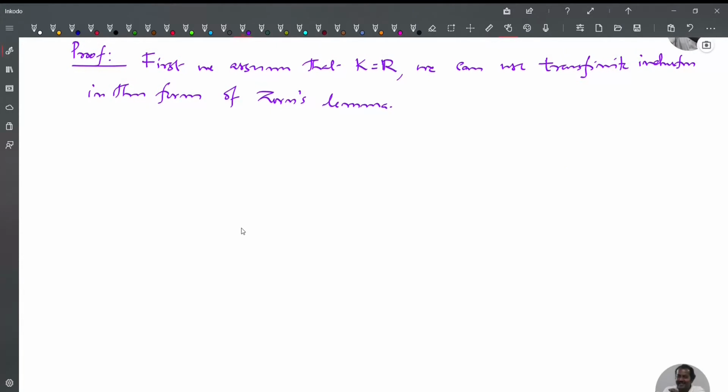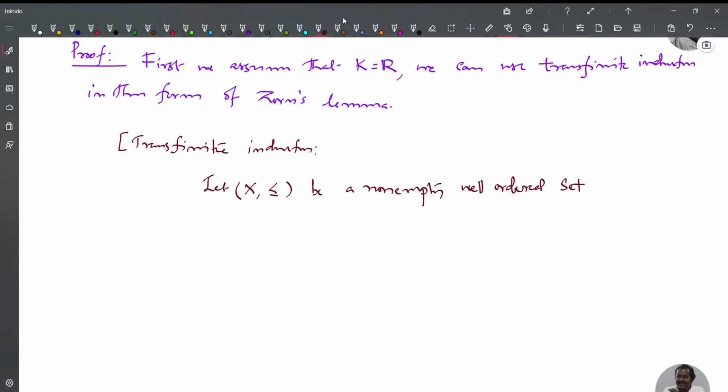First we discuss what transfinite induction is. Transfinite induction. Let X together with the order less than or equal to be a non-empty well-ordered set. For each x in X, define S_x equal to the set of all y in X such that y less than x. That is the set of all predecessors of x.